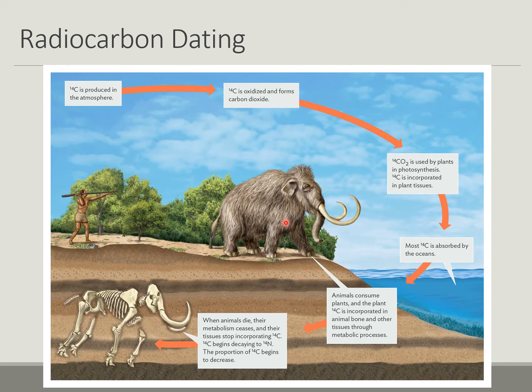And when either the mammoth or the plants die, they stop incorporating carbon-14 into their tissues. And so what happens is that carbon-14 starts decaying into its daughter product, nitrogen-14. And this happens at a constant rate. And so if we can use something like a mass spectrometer to measure how much carbon-14 there is versus how much nitrogen-14 there is, and we know how long the half-life is, we can actually date and put a number on how old this mammoth fossil is.